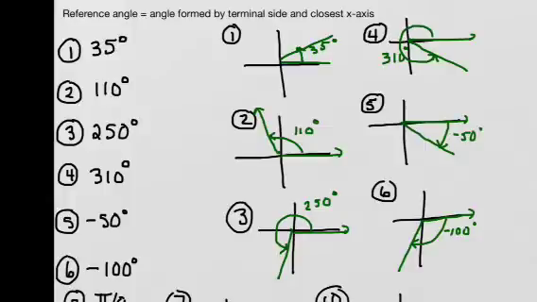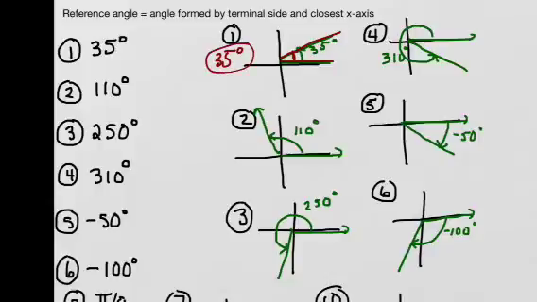Number 1 is 35 degrees, and like I said, it's the angle formed by the closest x-axis, which is this one, and the terminal side, which is this one. So sometimes, and that's okay, the reference angle and the given angle are one and the same. So in this case, in number 1, the reference angle is this one, so it's 35 degrees.